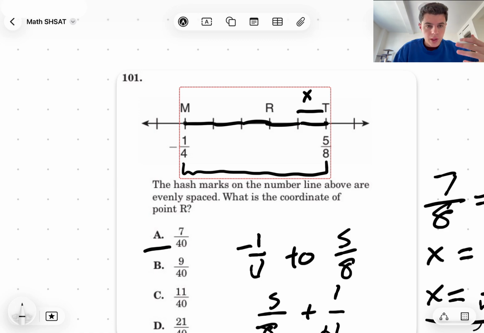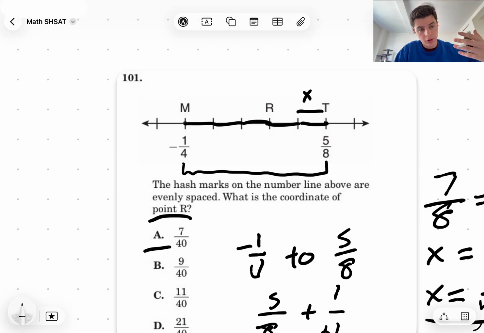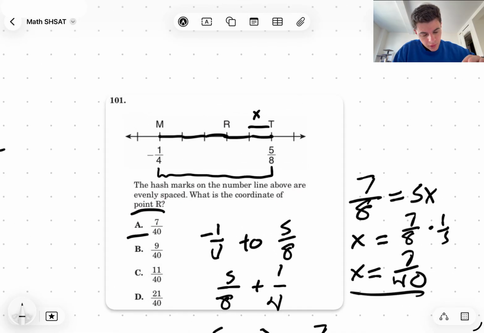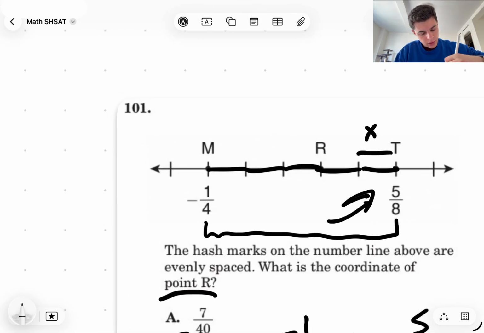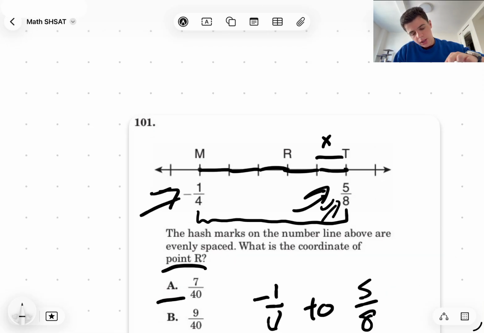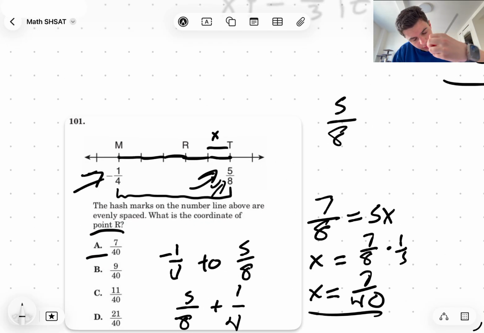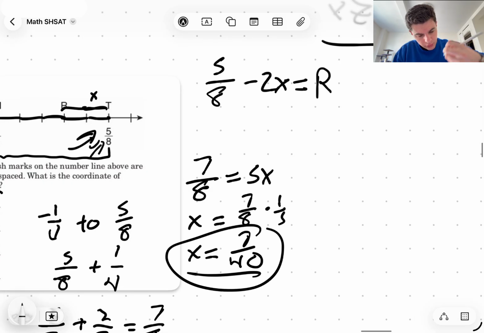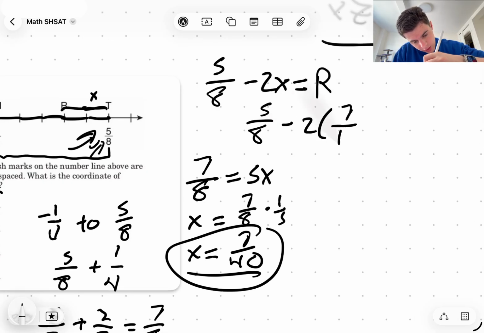And now, see, again, they have answer choice A as 7/40 because they're trying to trick you. But you need to think and realize what they're asking you. They're asking for the coordinate of R, not how much each hash mark is. So what you need to do in this case is, you can either take the 5/8 or the -1/4 and just count over to R. So let's take the 5/8, and now we're going backwards, right? So we're taking 5/8, and we have to go backwards 2 tick marks. So minus 2x equals R. Now we know this is x, so let's just plug that in. So 5/8 minus 2 times 7/40 equals R.